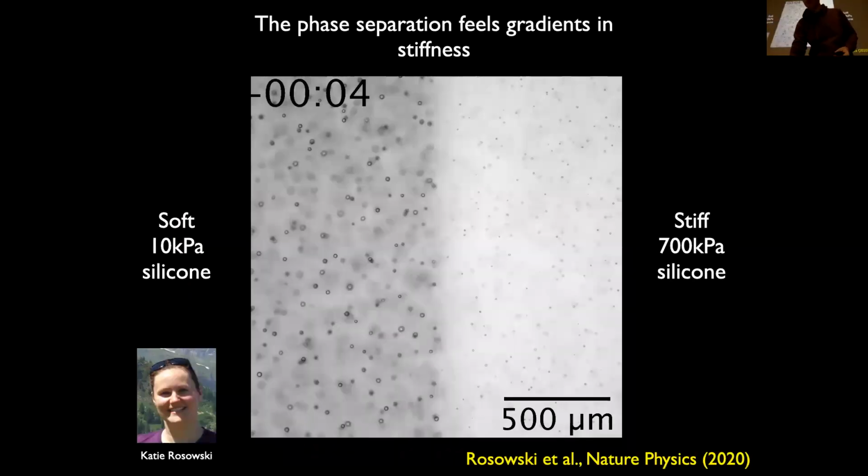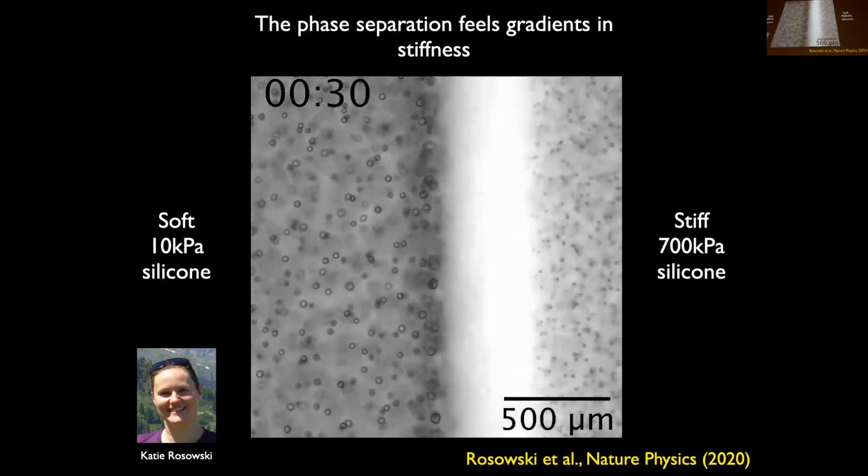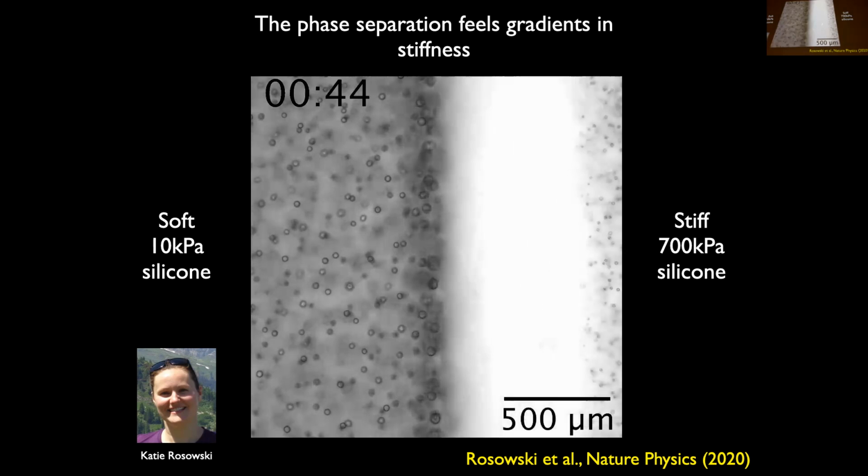For example, if you have a gradient in stiffness, this is now work from Katie, she put a soft gel on this side, a stiff one on the other side, and it allows you to start tuning where your droplets actually grow. Because what happens is over time, the ones in the stiff side dissolve and then they move towards the softer side of the gel.